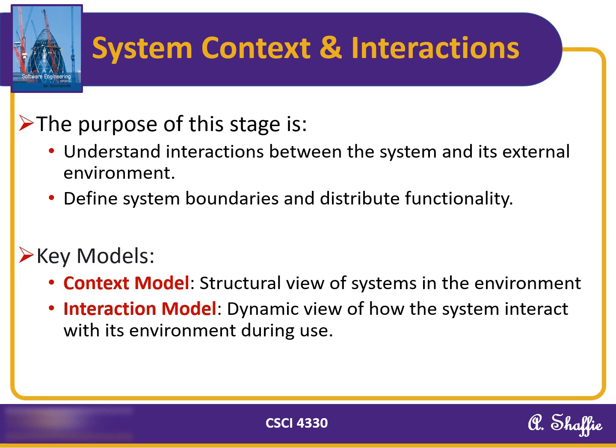The first one is a context model, which provides a structural view of the system and how it fits within its environment. The second is the interaction model, which offers a dynamic view of how the system interacts with its environment during actual use. These models are very important to ensure that the system integrates seamlessly with its surroundings. So let's look at some examples from the weather station system.